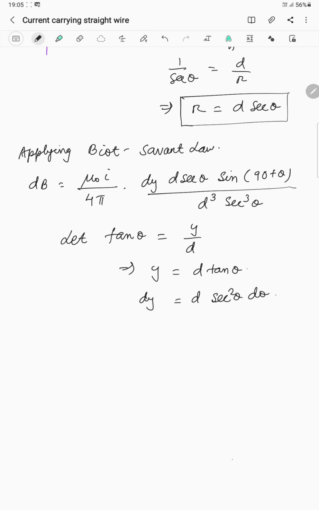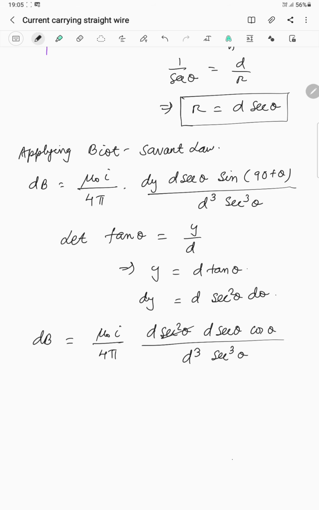Okay, now let me substitute these values in dB. If I substitute these values, my dB will be how much? Mu naught I by 4 pi. Now instead of dy, what I will put? d sec square theta. Then you have d sec theta, sin 90 plus theta is cos theta, divided by d cube sec cube theta. Cube means this square, this gets cancelled out. So this will cancel out, only d will remain in the denominator. So what is left out? Mu naught I divided by 4 pi d into cos theta. This is what is left out.